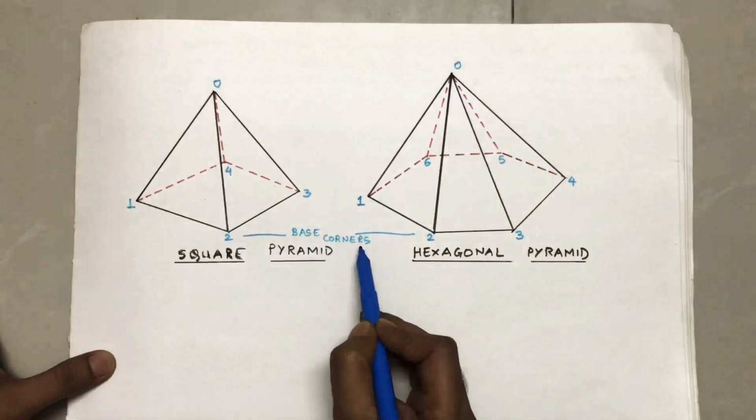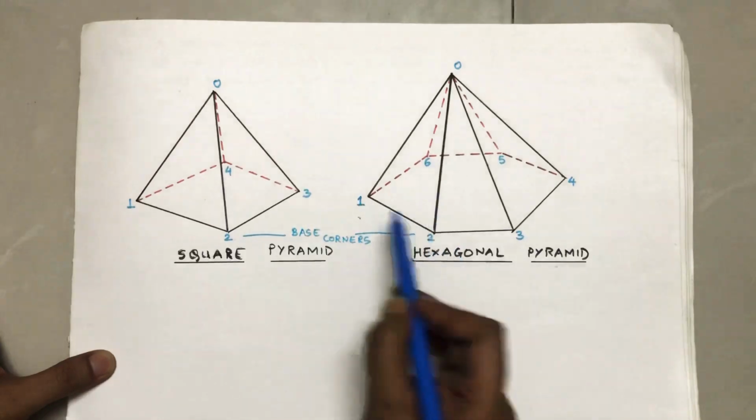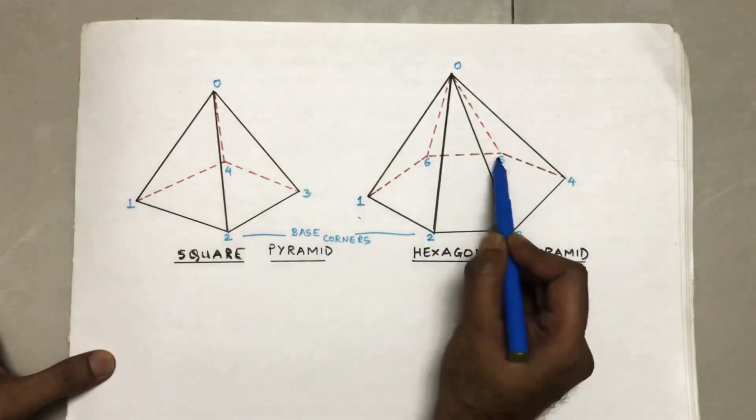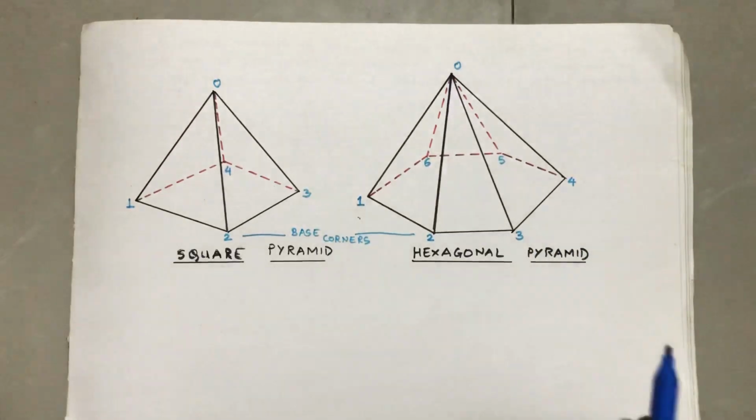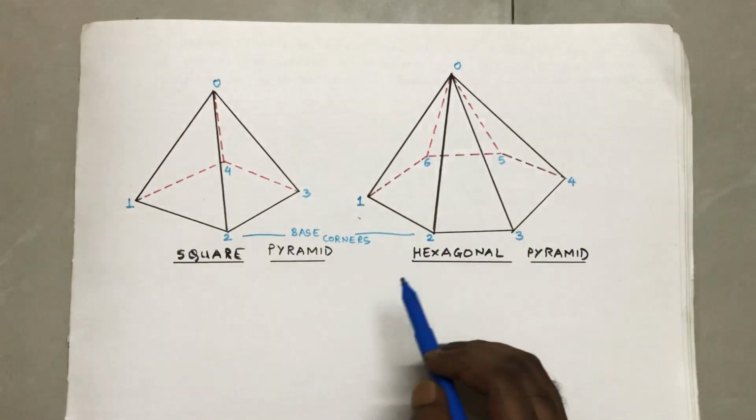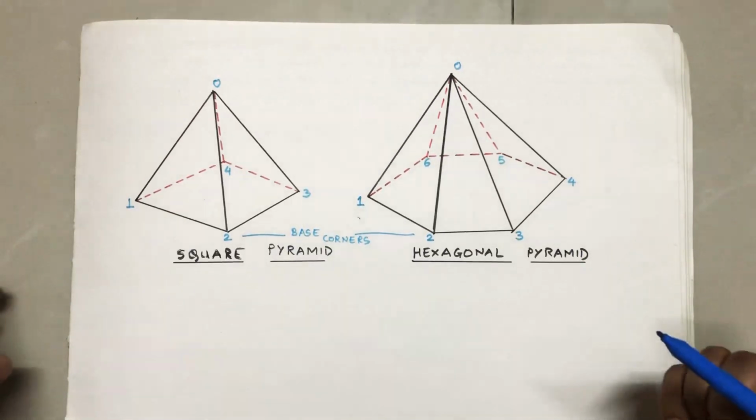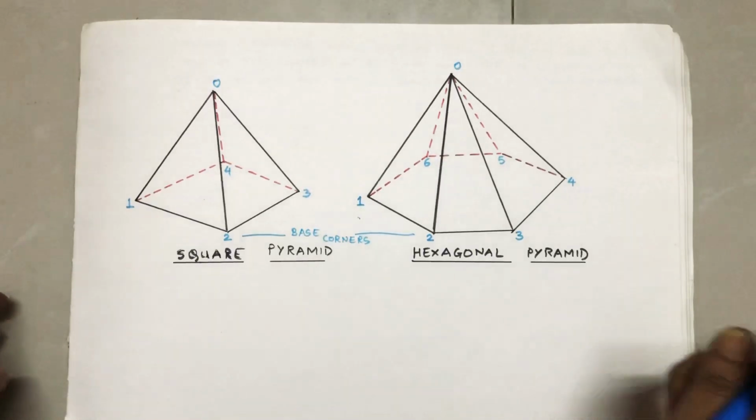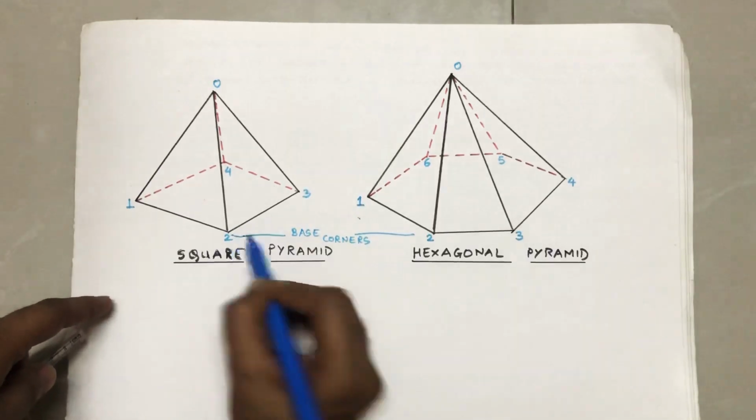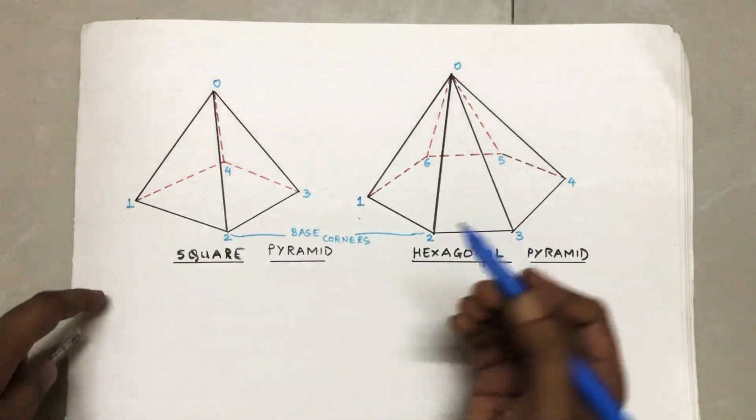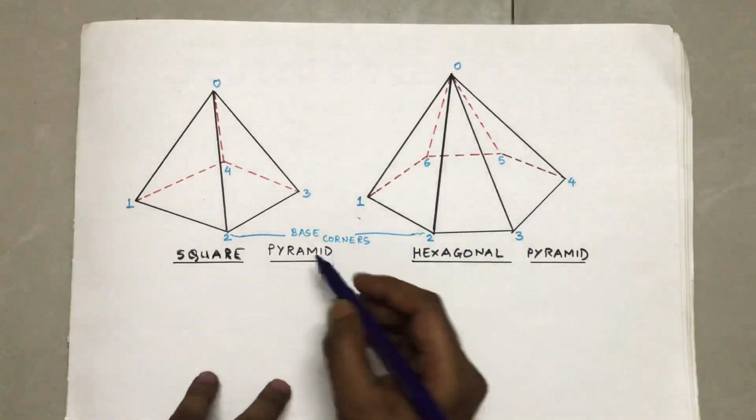How many base corners does a hexagonal pyramid have? 6. 1, 2, 3, 4, 5, 6. Similarly, can we just quickly think about this? How many base corners will a pentagonal pyramid have? Yes, you guessed it right. 5. 1, 2, 3, 4 and 5. Okay, this is the first naming that we're talking about. Right. Let's go for the second way that we are going to talk about pyramid naming.